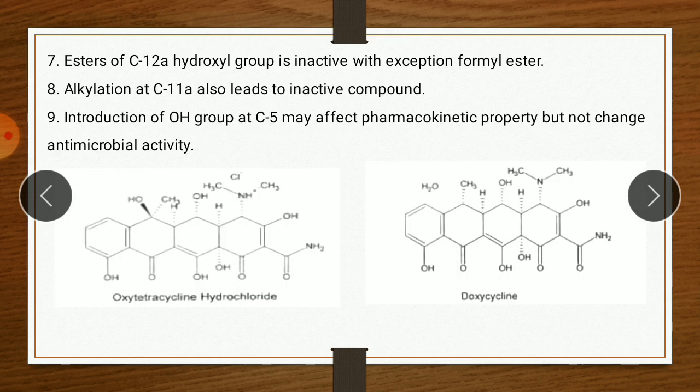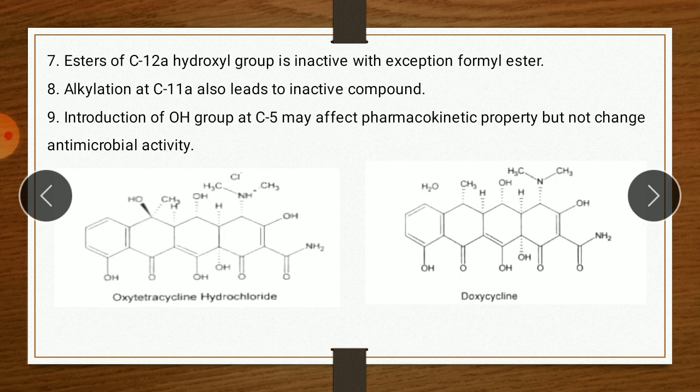Next point, esters of the carbon 12a hydroxyl group are inactive, with the exception of the formyl ester. In tetracycline, at the carbon 12a position a hydroxyl group is present. So if we form an ester by using this hydroxyl group, then the compound is inactive.